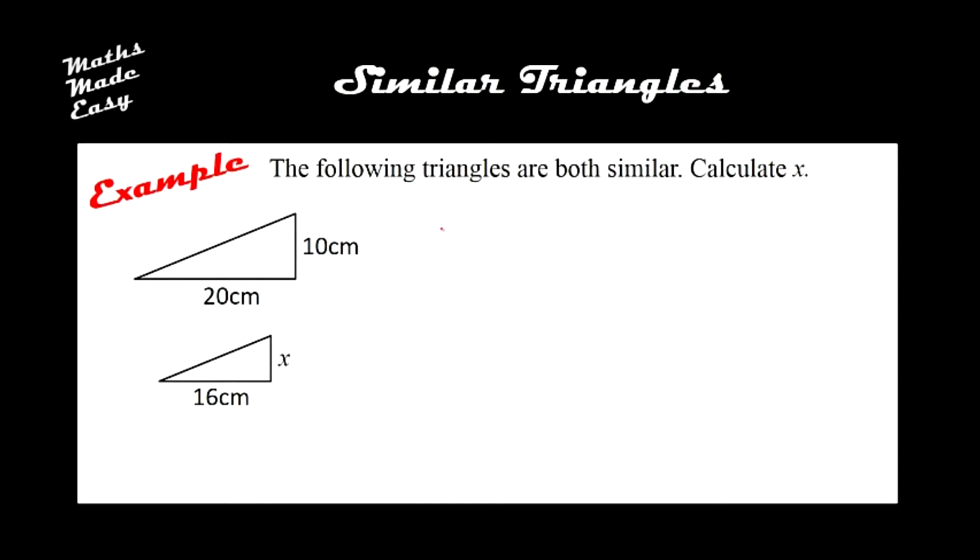So it could be a scale factor 2 where all of the lengths are doubled. It could be a scale factor 3 where all the lengths are tripled. It could be a scale factor half where the lengths are halved. But in some way, all of the corresponding lengths on these triangles are in an enlargement.